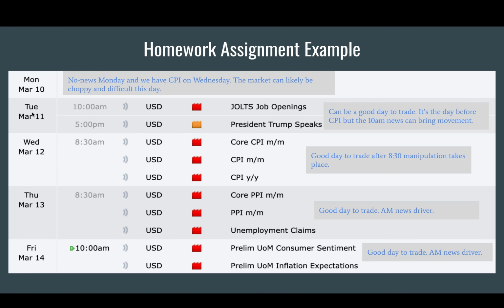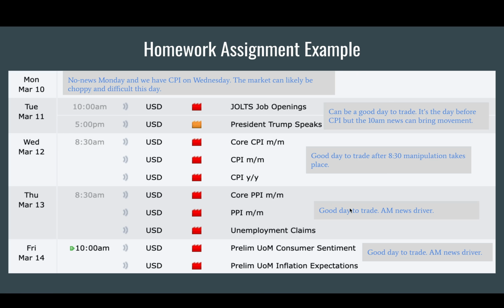So this is the example we covered early in the video. Monday, March 10th, I have some text here. This is a no news Monday, and we have CPI on Wednesday. The market can likely be choppy and difficult this day. Tuesday, this can be a good day to trade. It's the day before CPI, yes, but the 10 a.m. news can bring movement, and that's what we want. Wednesday, it's a good day to trade after 8:30 manipulation takes place. So let that CPI do its damage, and then we go in after.